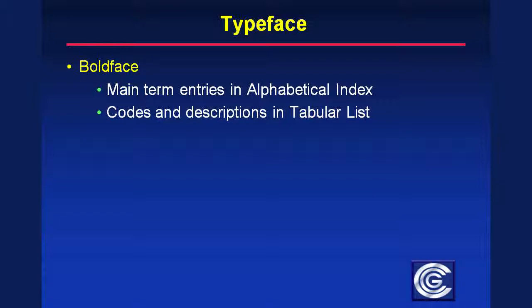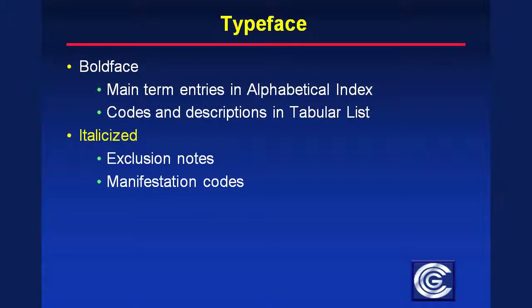Similar to punctuation, the typeface has a purpose and implications for code selection. Boldface is used for the main term in the alphabetic index and for codes and descriptions in the tabular list. Italicized words and phrases are used with exclusion notes and manifestations.